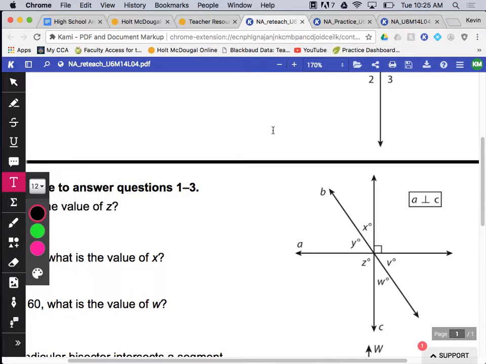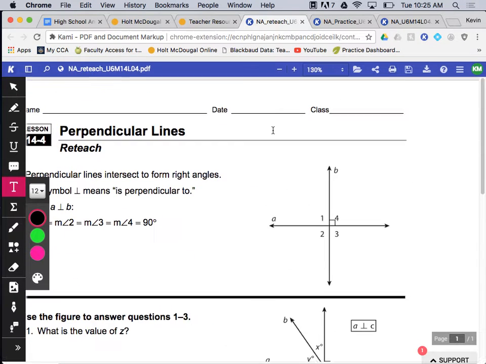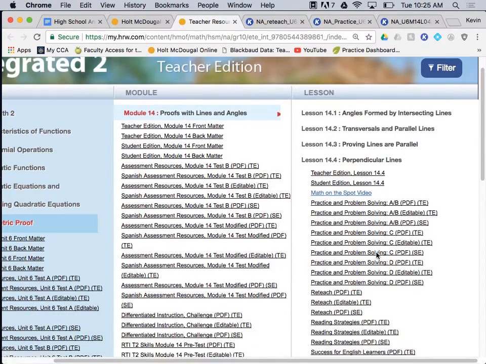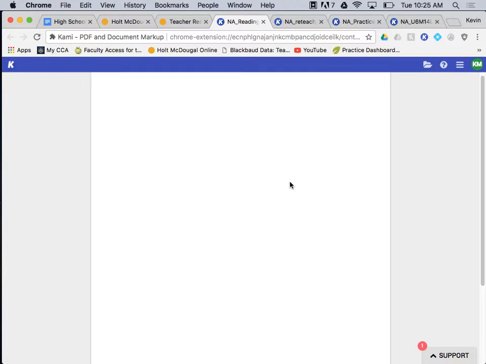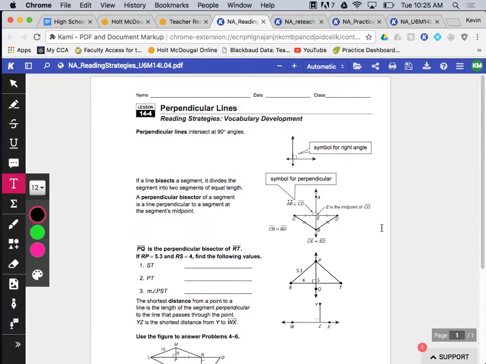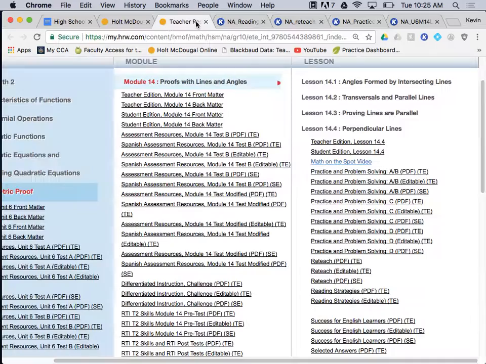If I were to draw two perpendicular lines, then they would create four sets of 90-degree angles.